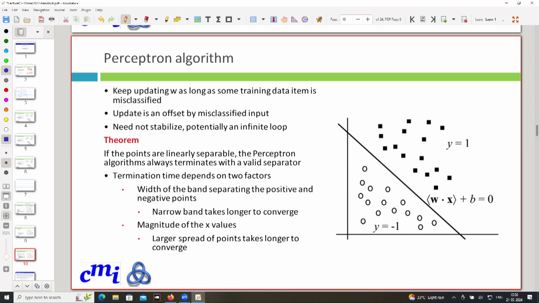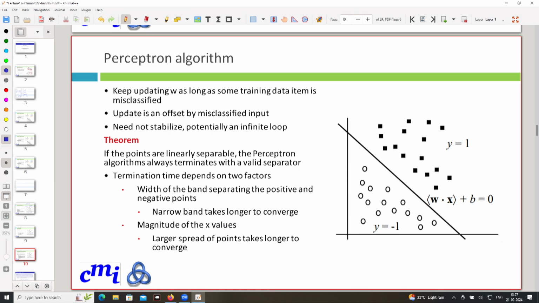then this algorithm will definitely terminate. And we can actually quantify how much time it will take you to terminate. That time will depend on a bunch of factors. One factor is the gap between the positive and the negative points. If they're very, very close, the task of separating these two point sets is more challenging, so the algorithm is going to take longer.